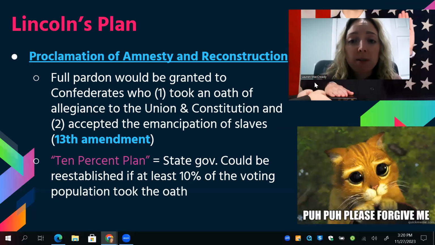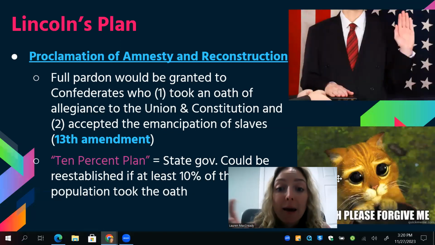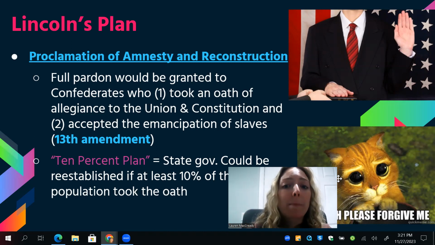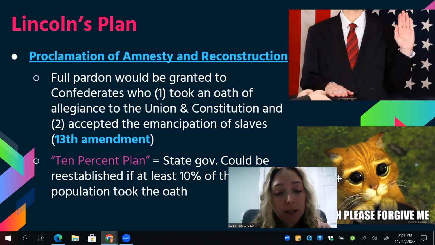It was called the Proclamation of Amnesty and Reconstruction. The word amnesty can really denote what the vibe of this act was. Amnesty means pardon. And so you can even see in the title of it, he's trying to extend this sense of, like I said, olive branch continuously to the South. He would grant a full pardon to any Confederates who would, one, take an oath of allegiance to the Union and the Constitution and promise to never revolt again. And two, you have to rewrite your state constitution to include the 13th Amendment, which is the emancipation of slaves.